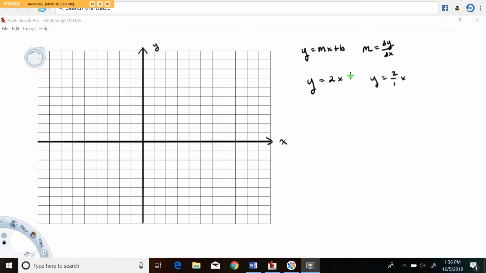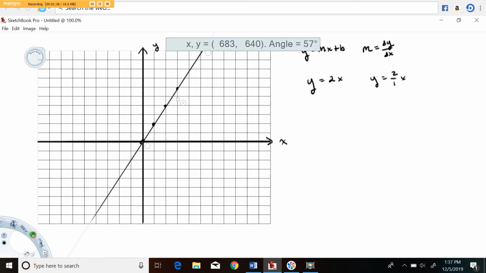By observation, b is 0, so we can put a point here at 0, 0. And because the slope is 2, if we go over to the right 1 and then up 2, there's another point. 1 over, 2 up, there's another point. I could do that again, 1 over, 2 up, and again. You can do this as many times as you want. Typically, you only need a pair of points to plot a line. I'm going to use my straight edge to graph this. So here is our line described by y equals 2x.